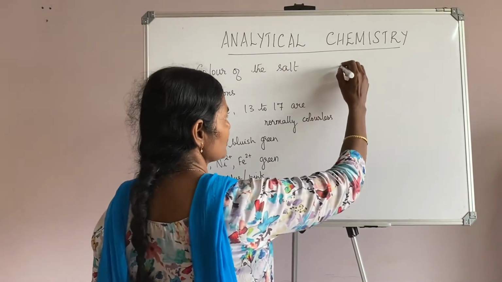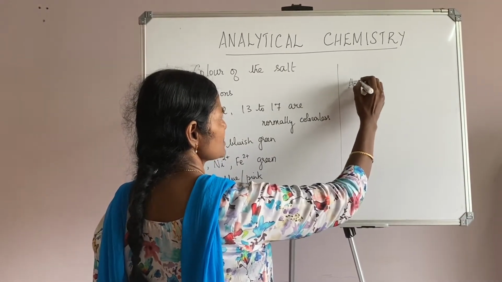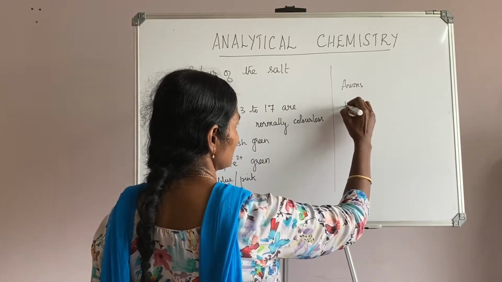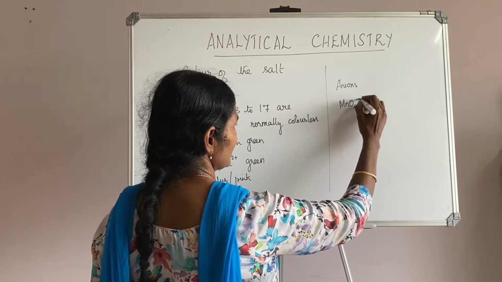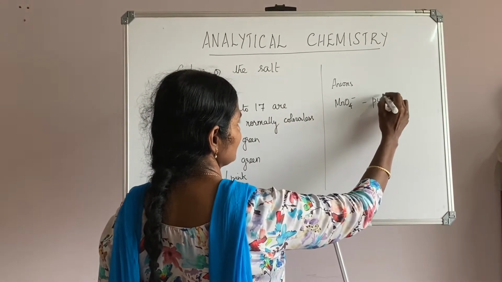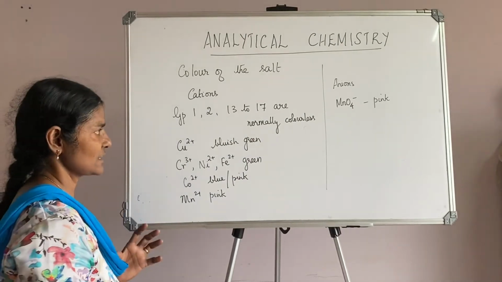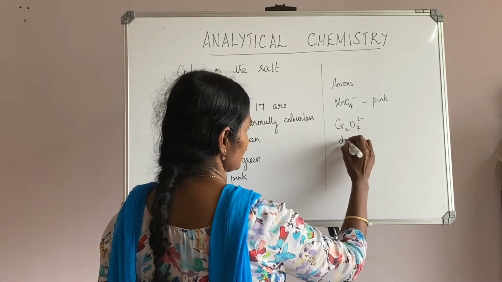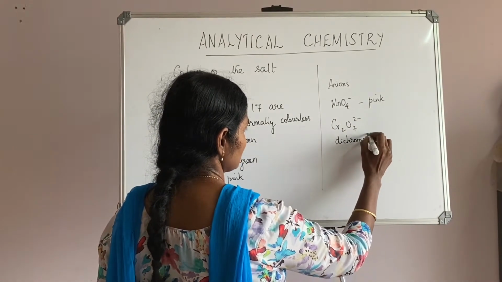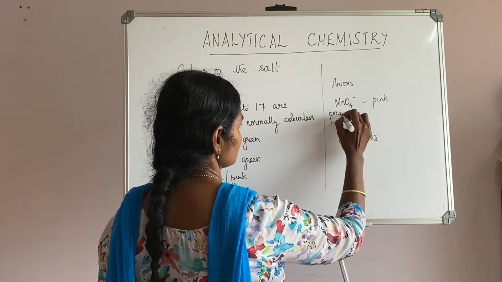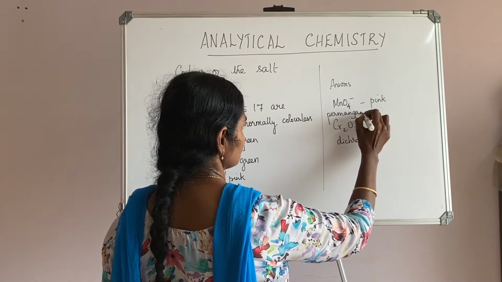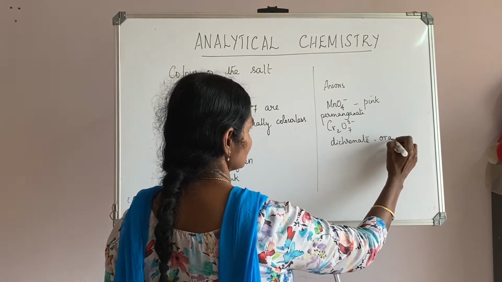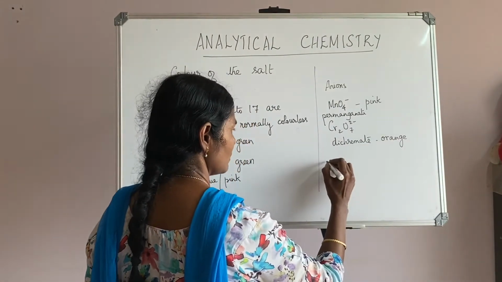When you come to anions, most of the anions do not have any color, but there is something like permanganate, MnO4 minus, which is pink in color, just like grape juice. You get a pink or violet color for permanganate. Similarly, this is dichromate, and this is permanganate. This dichromate also gives you orange color.